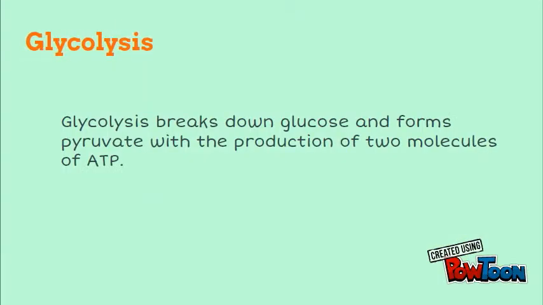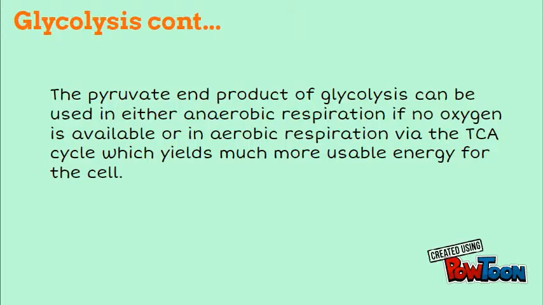Glycolysis breaks down glucose, and forms pyruvate with the production of two molecules of ADP. The pyruvate end product of glycolysis can be used in either anaerobic respiration, if no oxygen is available, or in aerobic respiration via the TCA cycle, which yields much more usable energy for the cell.